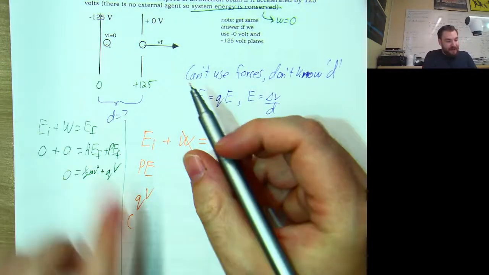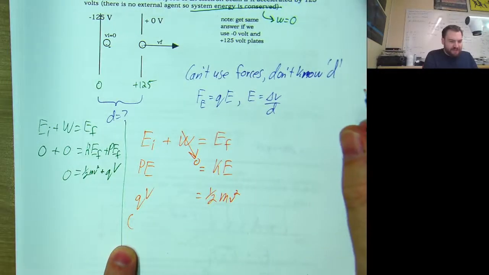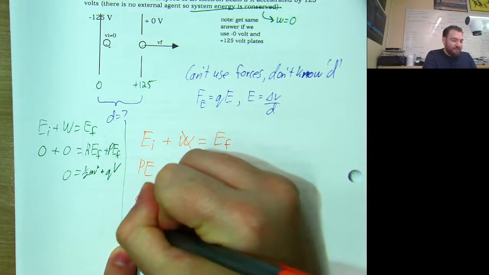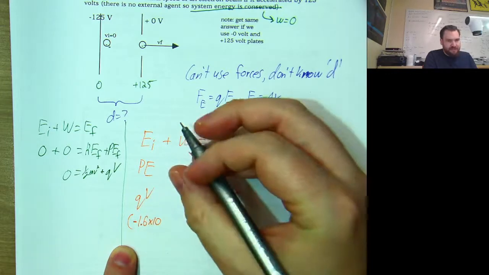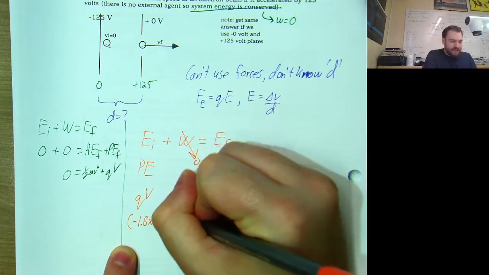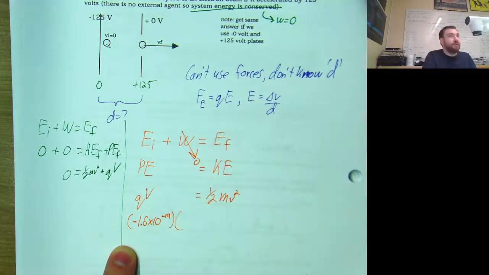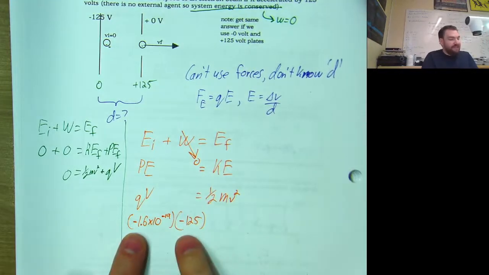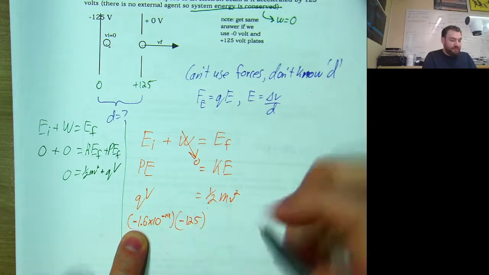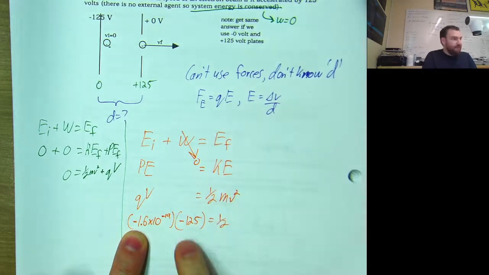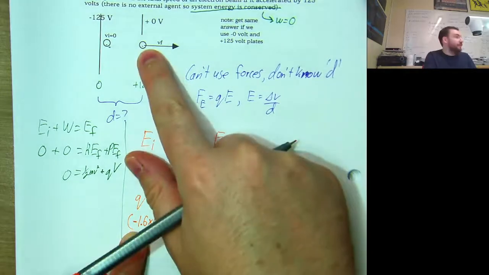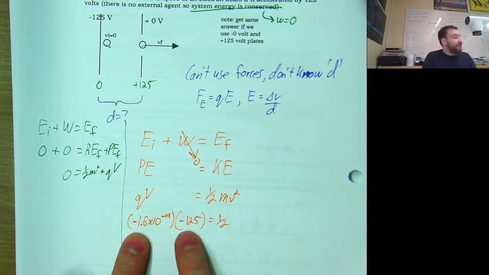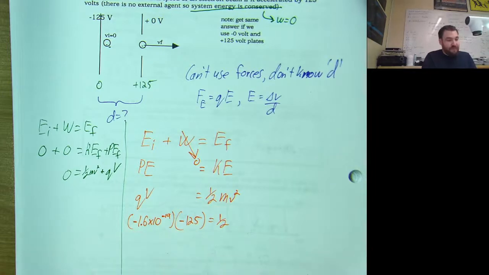So using the black values, it's an electron, so the charge on an electron is negative 1.6 times 10 to the negative 19. And using the black values, what's the voltage? Negative 125. So the negative times a negative here is going to give me a positive value, which is what we want because it has to be positive if it's going to give us a velocity at the end here. Yes. Because voltage is potential energy per charge. And if energy is a scalar, voltage has to be.